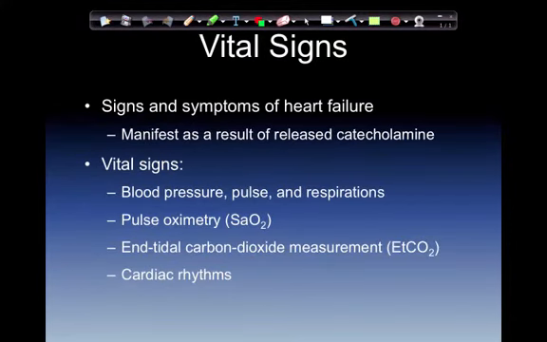As far as vital signs go, they manifest as a result of release of catecholamines. They could be high blood pressure, low blood pressure, or anywhere in between. If they started off in right heart failure and they're in congestive heart failure, they're probably going to be hypertensive. If they have an isolated left ventricular failure, then they're probably going to be hypotensive. Pulse oximetry readings are best used in a continuous manner to determine room air before you administer oxygen. Once we determine their baseline status on pulse oximetry, we can see improvement.